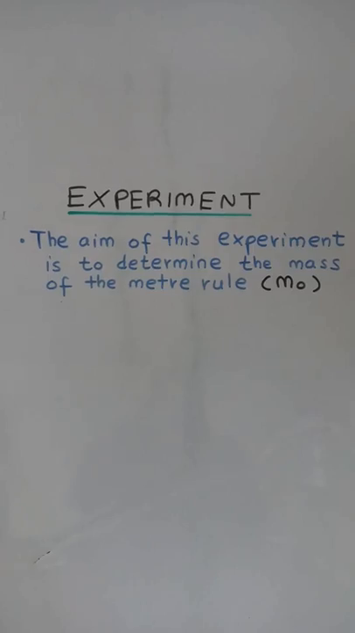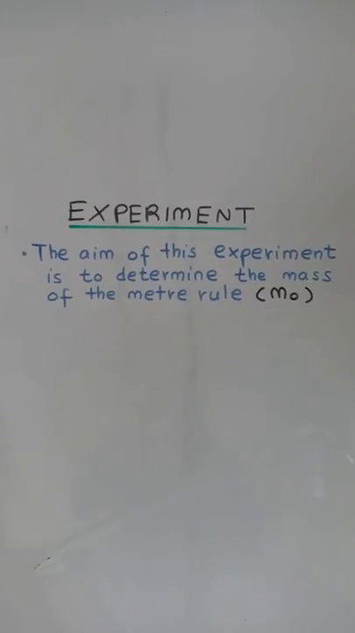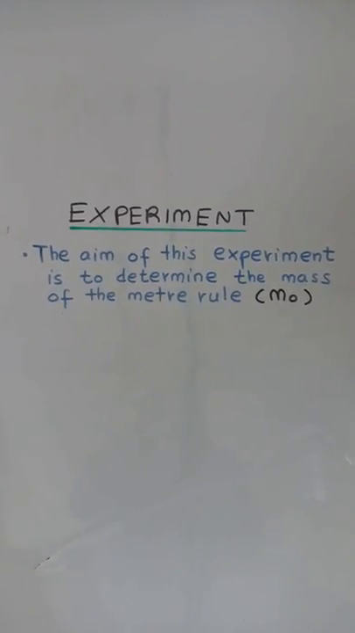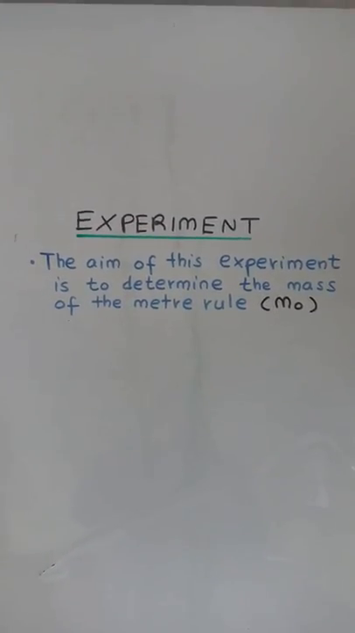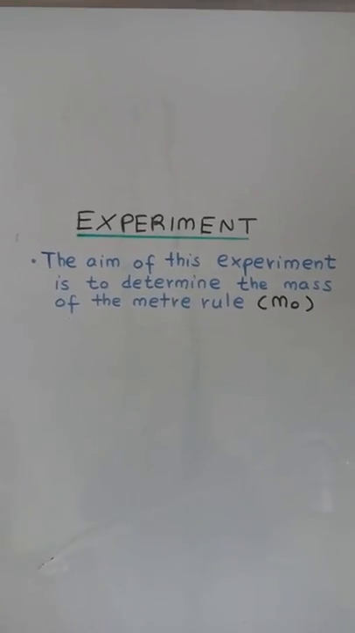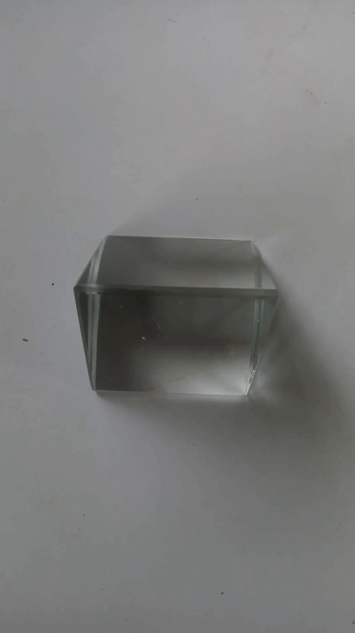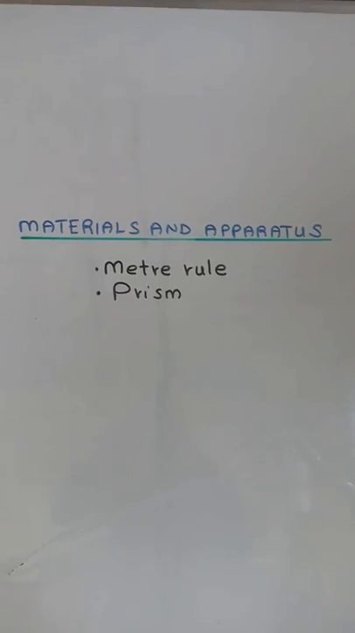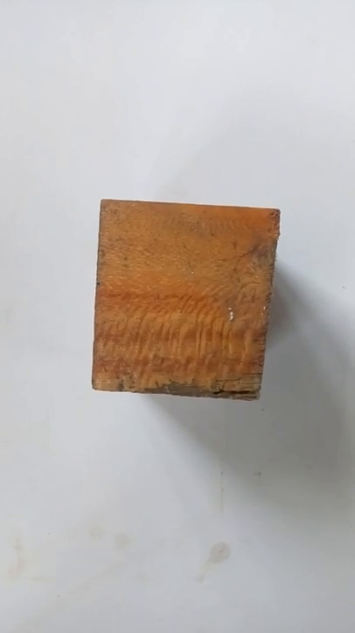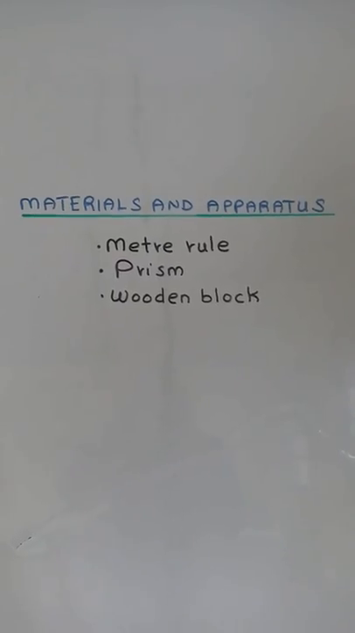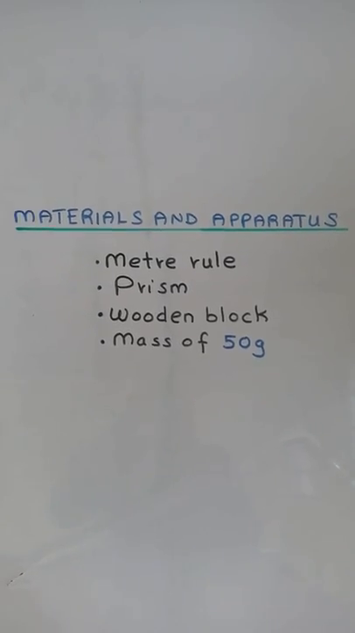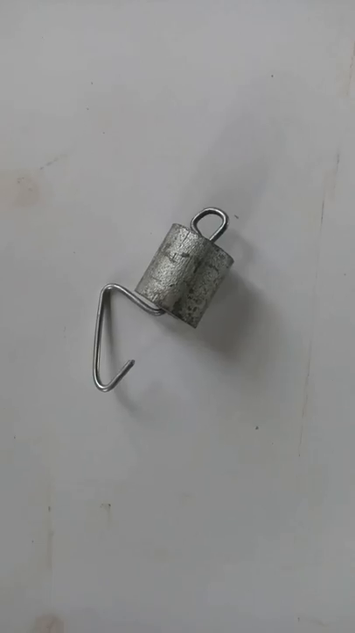Experiment. The aim of this experiment is to determine the mass of the metre, m0. Materials and apparatus: metre, prism, wooden block, mass of 50 grams, a piece of thread.